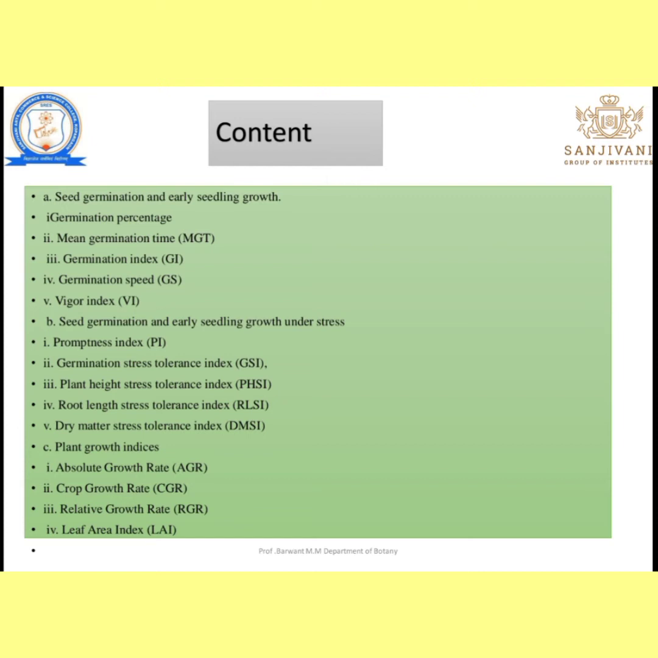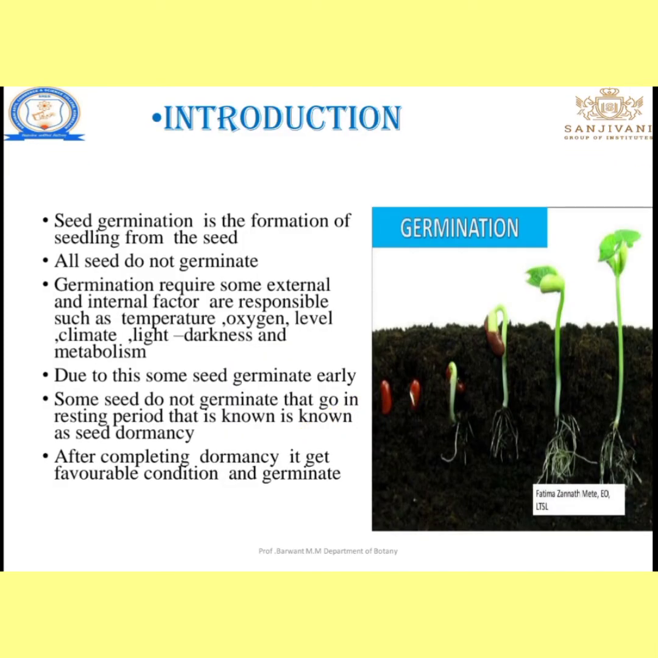First we have to see what is meant by seed germination and the early seedling growth. In that, some parameters we have to see: germination percentage, mean germination time, germination index, germination speed. Let's see the germination first. Seed germination is nothing but the formation of a seedling from a seed.